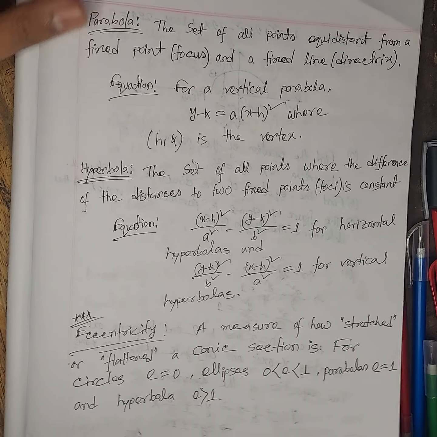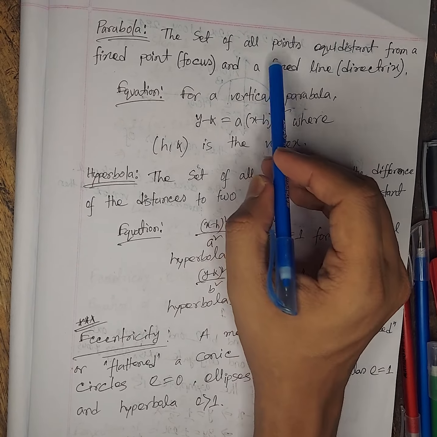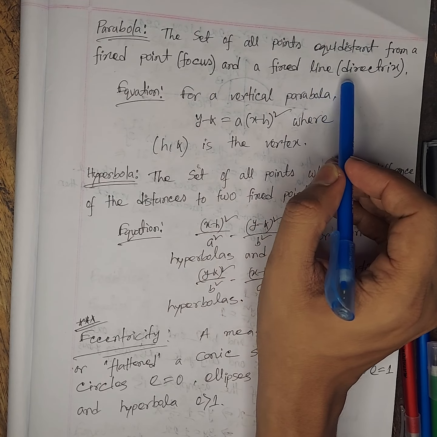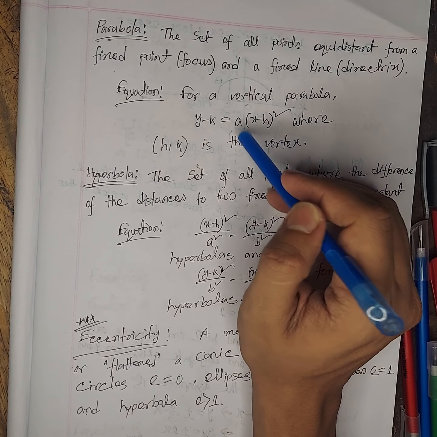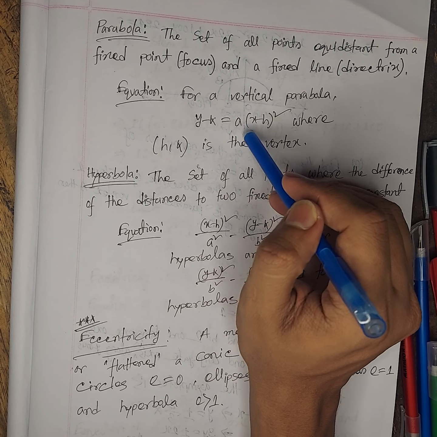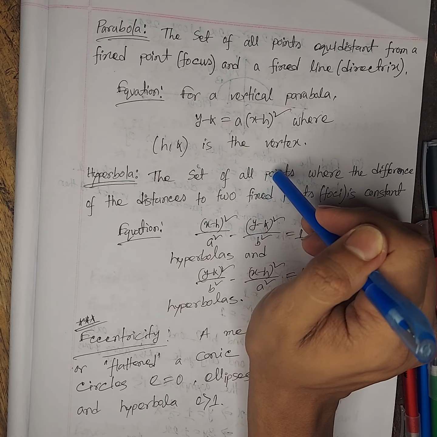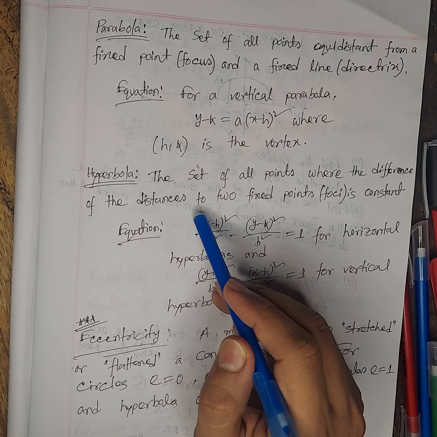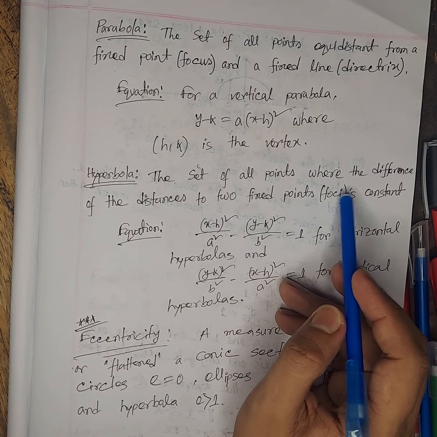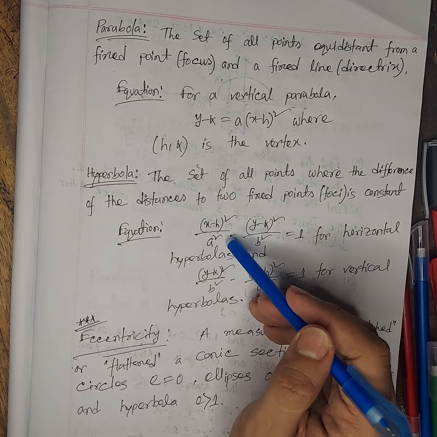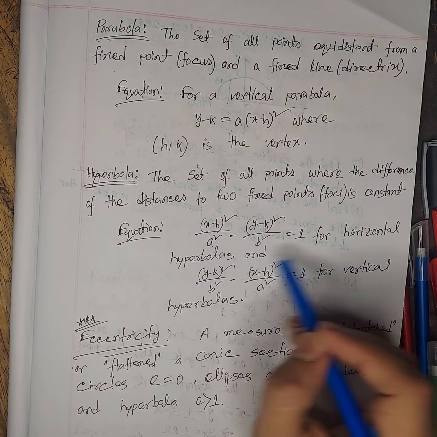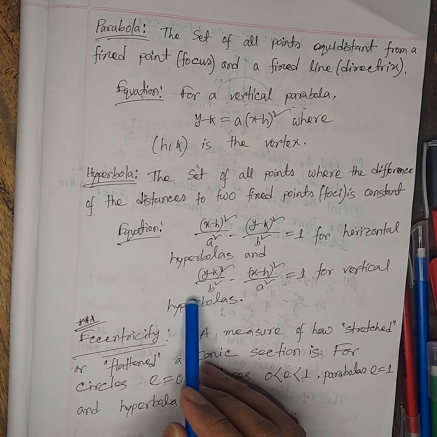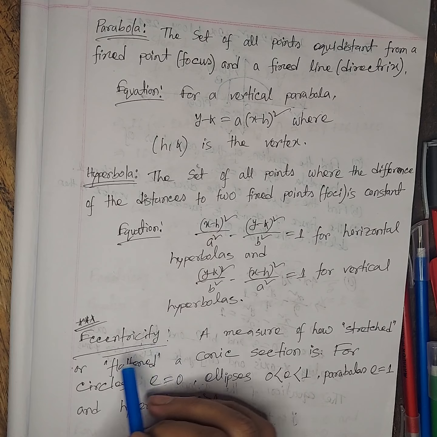Next is parabola: the set of all points equidistant from a fixed point and a fixed line, the directrix. For a vertical parabola, the equation is y minus k equals a times (x minus h) squared, where (h, k) is the vertex. And hyperbola: the set of all points where the difference of the distances to two fixed points is constant. Here is the equation of a hyperbola. This is the equation for a horizontal hyperbola, and this is the equation for a vertical hyperbola.